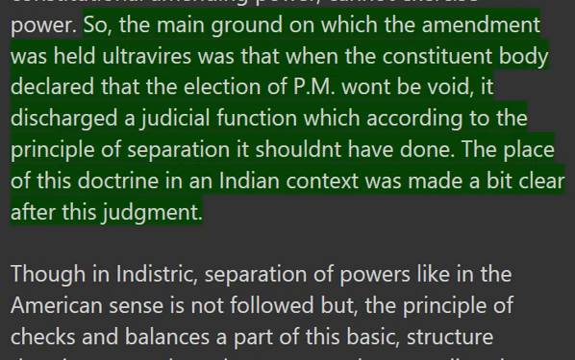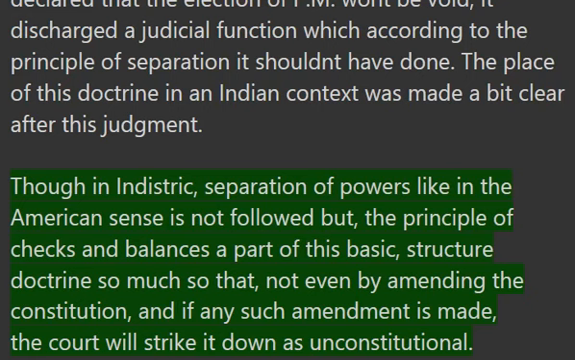The place of this doctrine in an Indian context was made a bit clear after this judgment. Though in India, separation of powers like in the American sense is not followed, the principle of checks and balances is a part of this basic structure doctrine, so much so that not even by amending the Constitution can it be altered, and if any such amendment is made, the court will strike it down as unconstitutional.